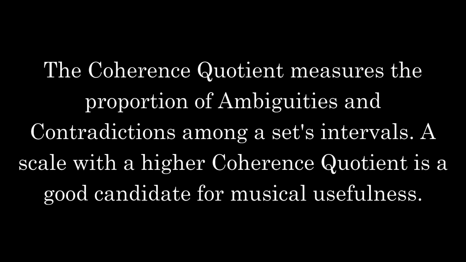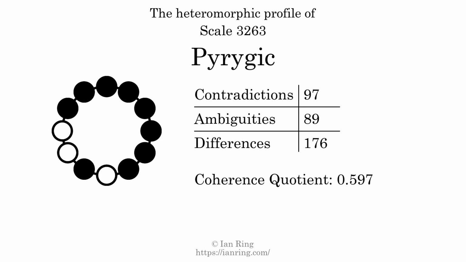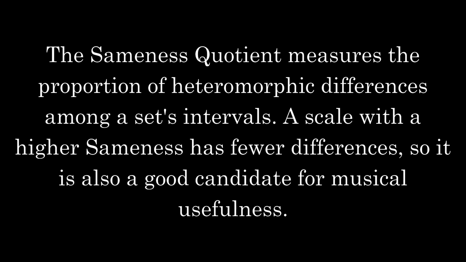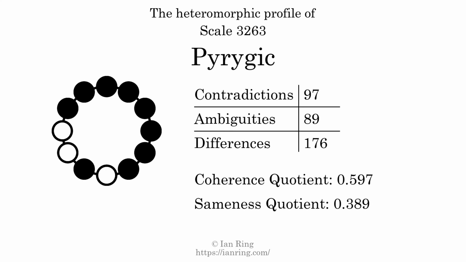The coherence quotient measures the proportion of ambiguities and contradictions among a set's intervals. A scale with a higher coherence quotient is a good candidate for musical usefulness. The coherence quotient is 0.597. The sameness quotient measures the proportion of heteromorphic differences among a set's intervals. A scale with a higher sameness has fewer differences, so it is also a good candidate for musical usefulness. The sameness quotient is 0.389.